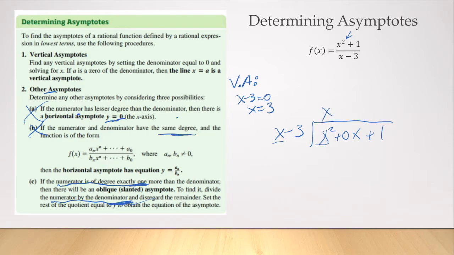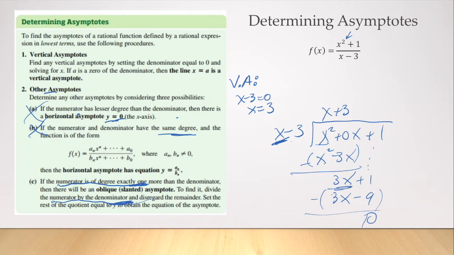Well, that's x. X times x is x squared. X times negative 3 is negative 3x. We subtract. That gives me 3x, pull down a factor of 1. What do I multiply x by to make it look like 3x? Well, that's going to be 3. 3x minus 9. Subtract that. We get a remainder of 10, and I disregard the remainder.